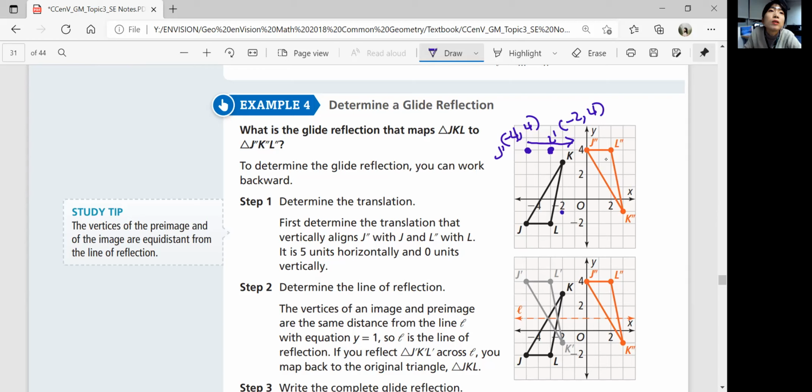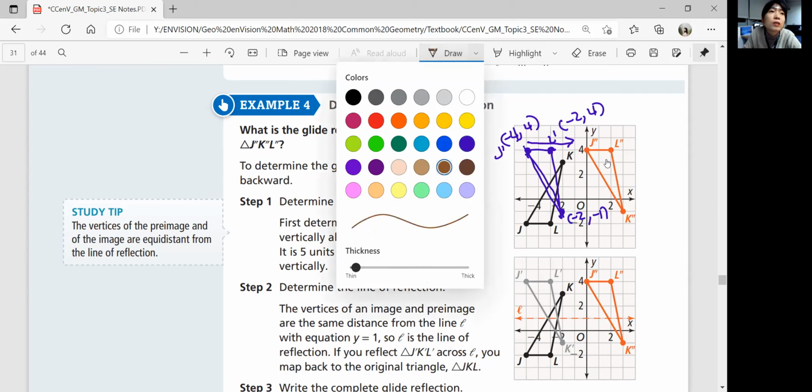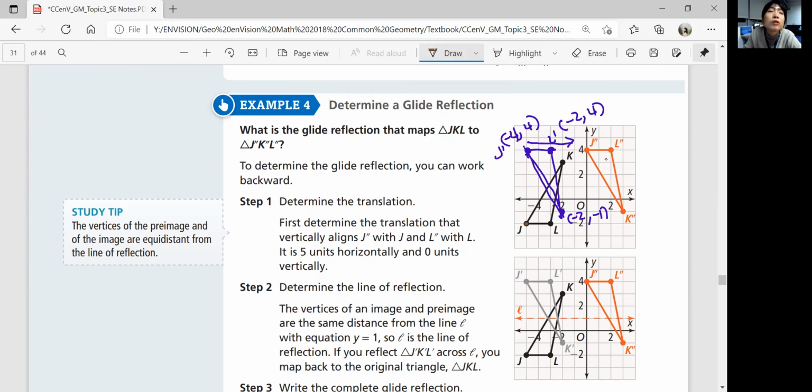Should be -2, -1. So what kind of reflection? Where is the line of reflection at? You can draw a line between your points of pre-image to your first image, and then find the midpoint of that. For this one, you can directly count your distance, the vertical distance.